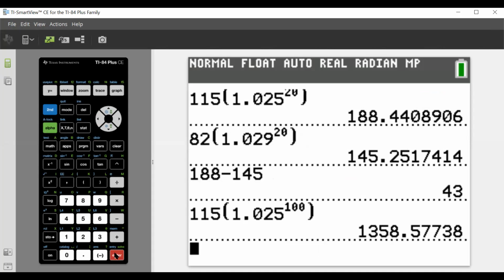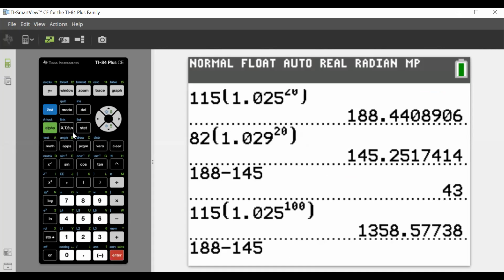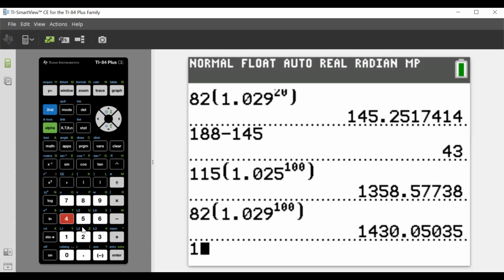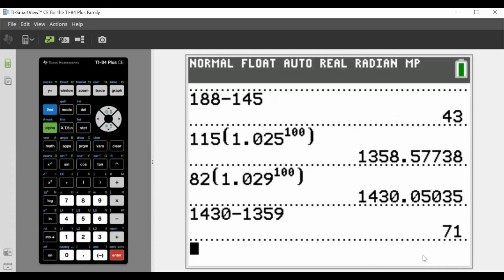So 1358.58. Okay. And then we'll go back again and plug in our 100. Might have been easier just to type it in, but that's okay. So we have 1430.05. So if we round to the nearest tree, that's going to be 1359, and that's going to be 1430. So we'll take 1430 minus 1359. So that's going to be 71 trees.